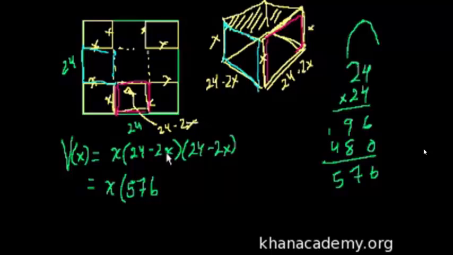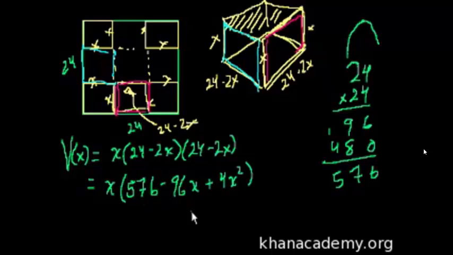576. And then we'll have 2 times 24, so that's 48x, but we have them twice. So it's minus 96x, right? Because 2x times 24, minus 2x times 24, and then minus 2x times 24. So it's 48 plus 48, so minus 96x. And then finally the last two, plus 4x squared.